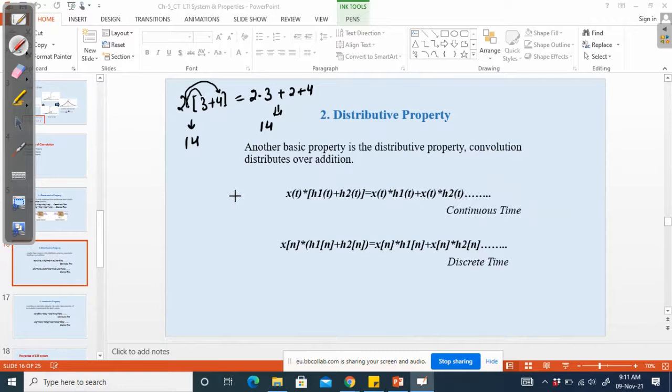So convolution follows this property. Now you can see x(t) convolution, then h1(t) plus h2(t). So you have distributed x(t) over the multiplication, this all you can see with h1, okay, and the plus sign, then x(t) convolution h2(t). This is for continuous time LTI system, and same for the discrete time LTI system.